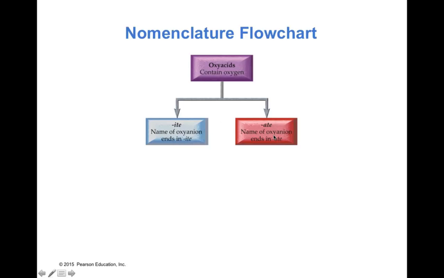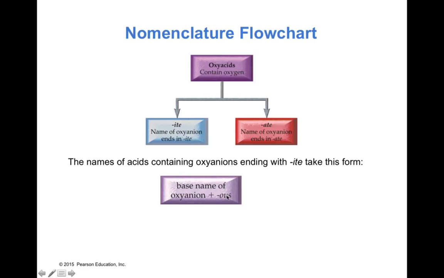So let's see the following flow chart. We have oxyacids containing oxygen. The naming of the oxyanion ends in ITE, and also there are the ones that use ATE. The names of acids containing oxyanions ending with ITE will take this form. We're going to use the base name of the oxyanion with the OUS ending.